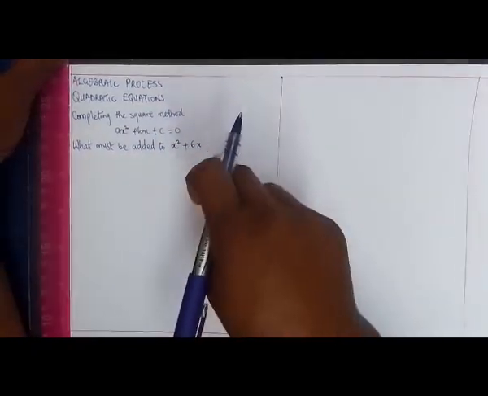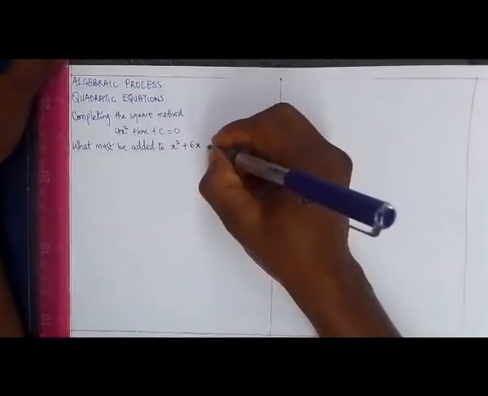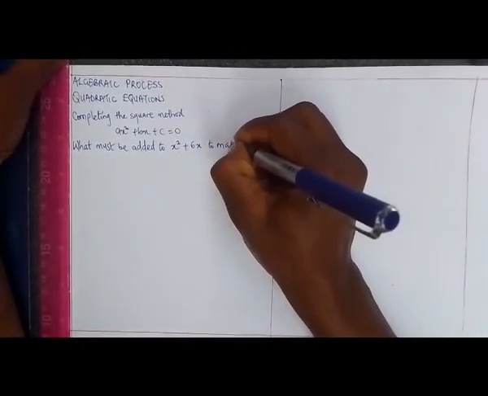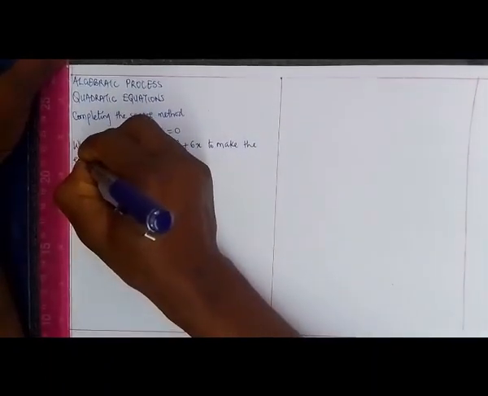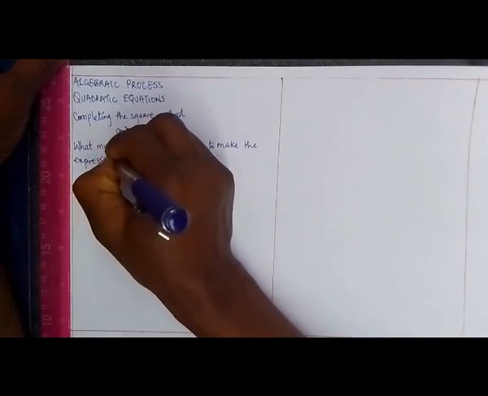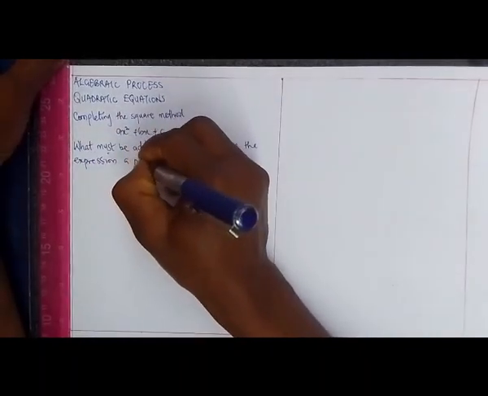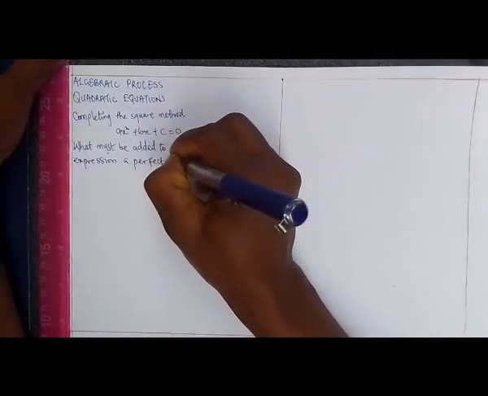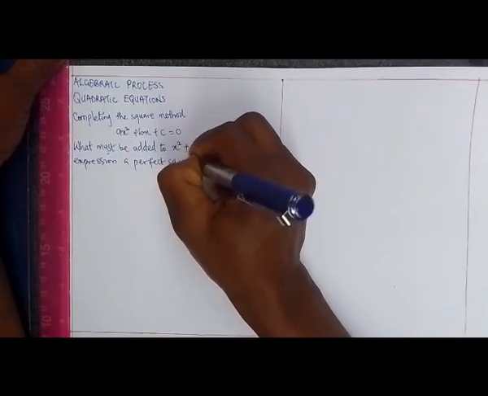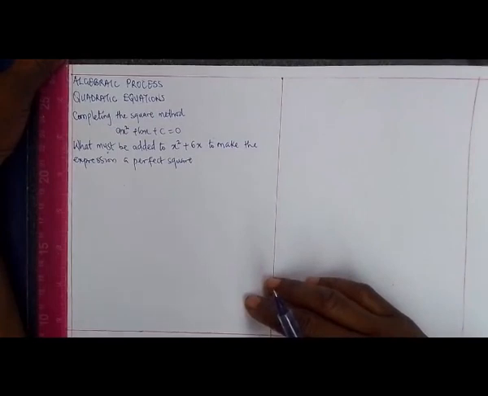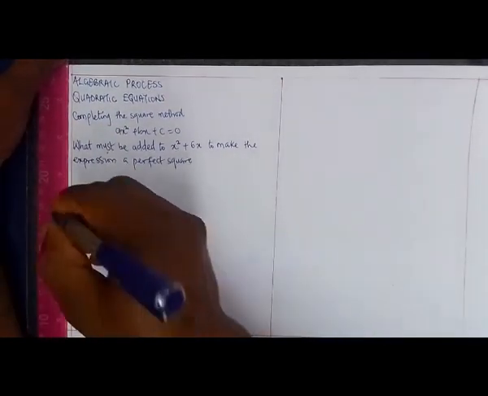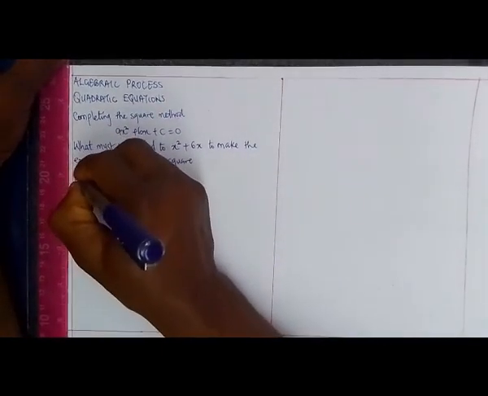Like this one is an expression because there's no equal to sign. To make the expression a perfect square, what must be added to x squared plus 6x to make the expression a perfect square? Now let's prove, let's see what must be added.